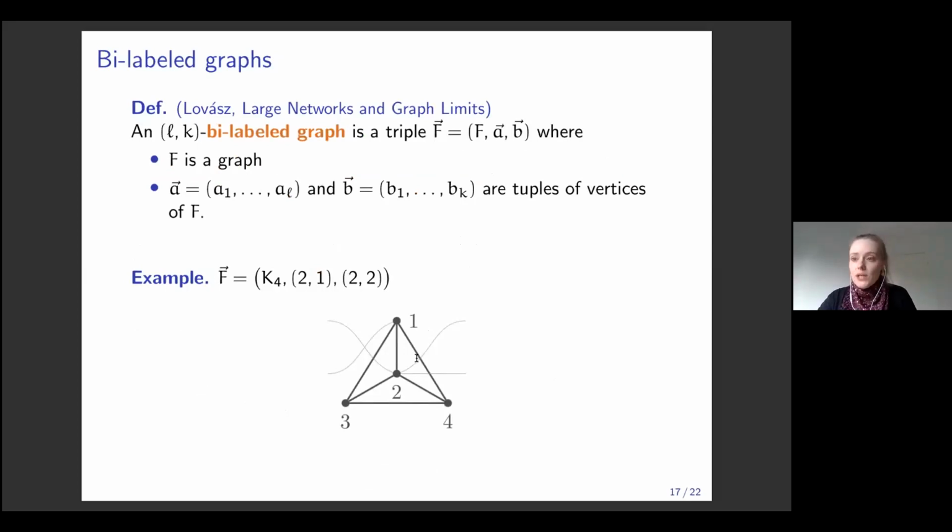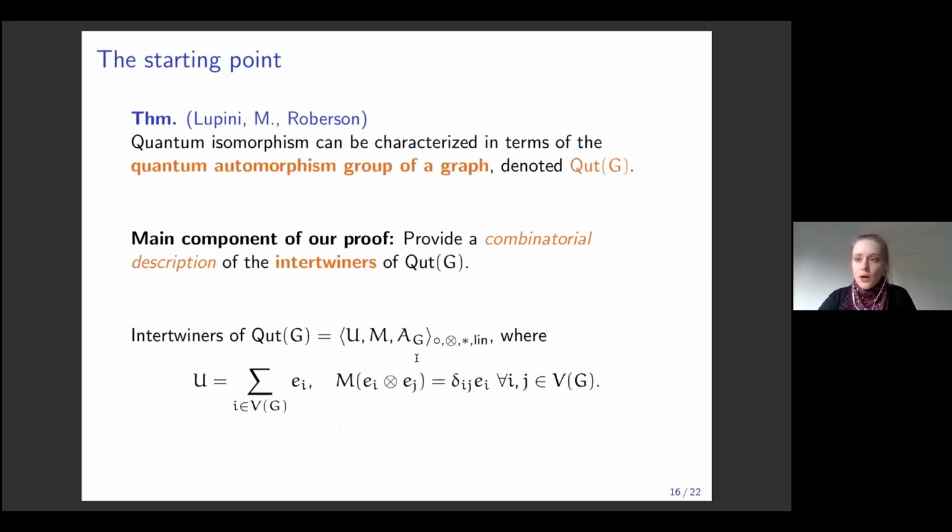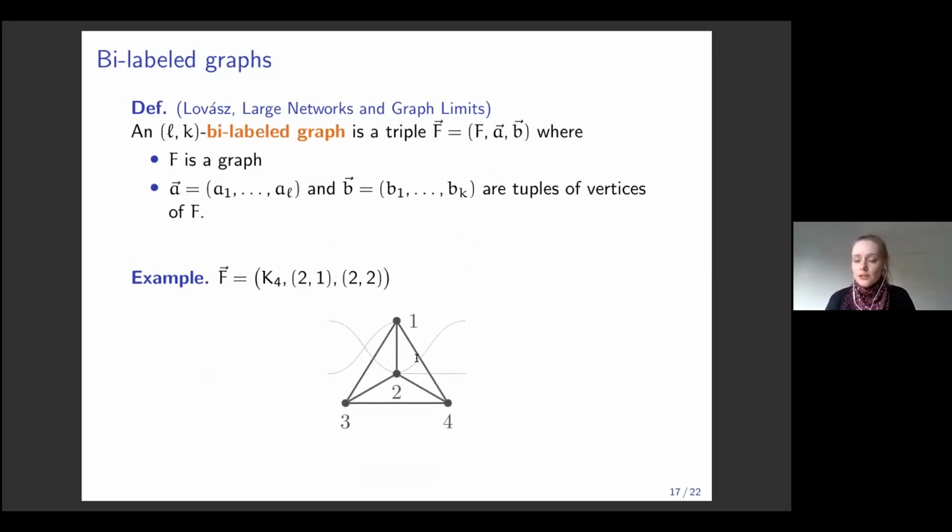All right, so to get our combinatorial characterization, we look at what are known as bilabeled graphs. Now, an (L,K) bilabeled graph is a triple. It consists of a graph together with an L-tuple that I'm going to call the left tuple, and a K-tuple, which I'm going to refer to as the right tuple. So for instance, this is a bilabeled graph.